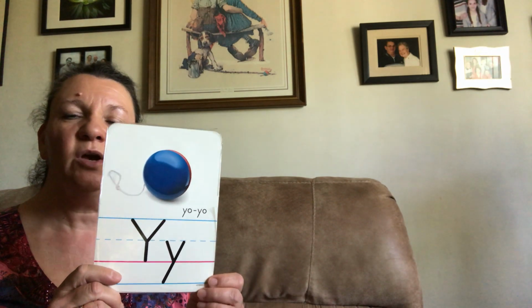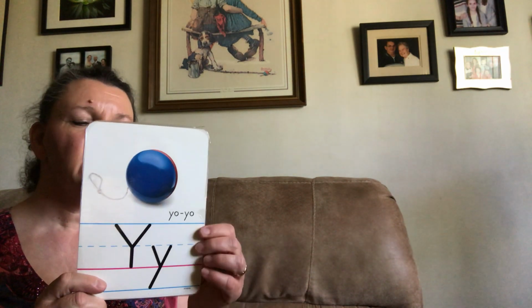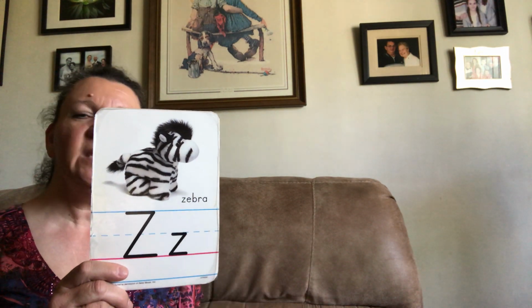And here is the letter Y. We have our capital Y, lowercase y makes the y sound like in yo-yo and yummy. Y is for yo-yo, yeah. And this is our letter Z, which makes the Z sound, our capital and lowercase z, for zebra and zippity. Z is for zebra. So those are all the letters of our alphabet.